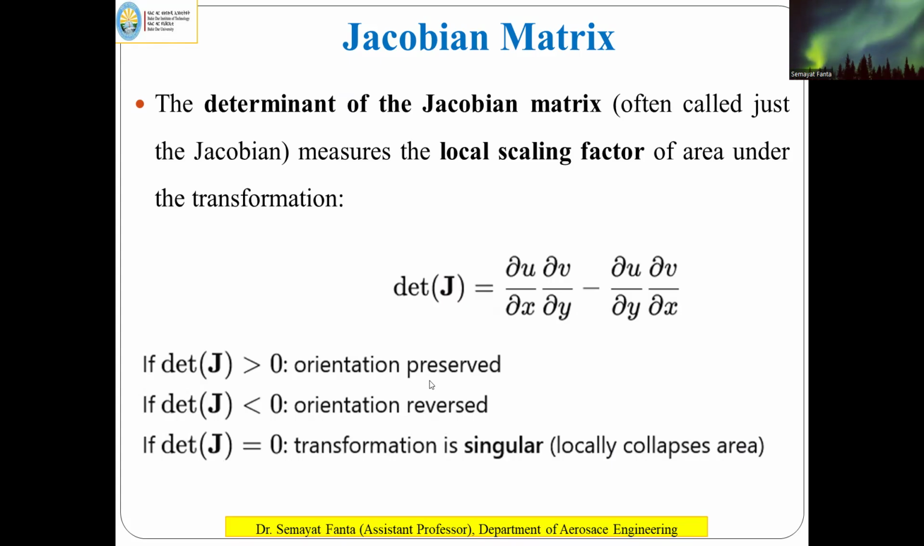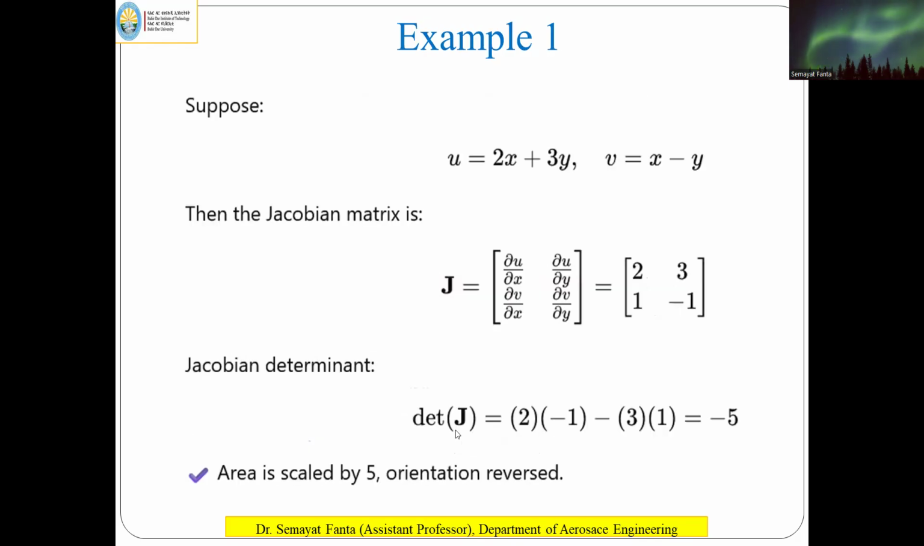Actually, in the case of finite element analysis, excessive distortion of an object may cause the shape to distort excessively. That happens when the Jacobian determinant is equal to 0. So let's take an example and see. Let u be equal to 2x plus 3y, and v equal to x minus y. Then the Jacobian matrix becomes what?